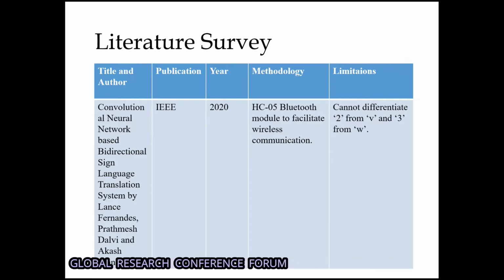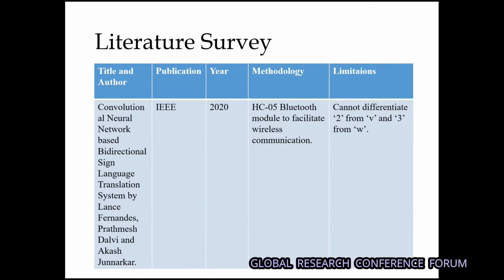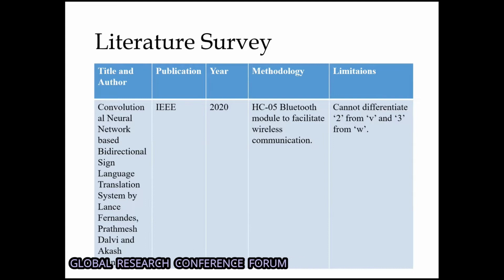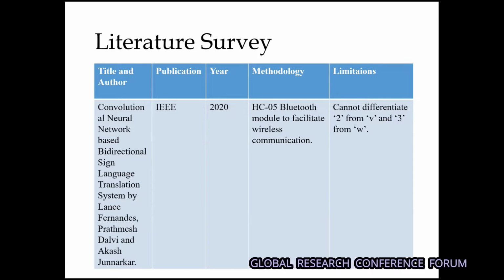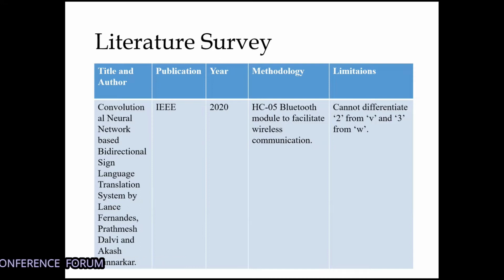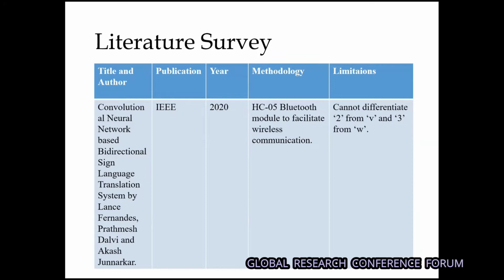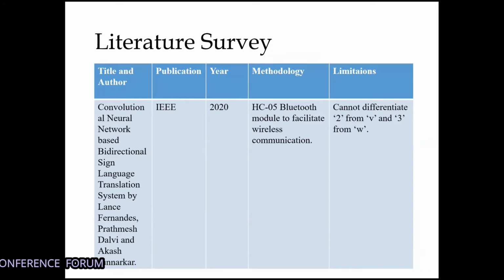First, Lance Fernandez, Prathamesh Darvi, and Akash Janarkar used the HC05 Bluetooth module to facilitate wireless communication and a CNN in their research paper, Convolution Neural Network Based Bidirectional Sign Language Translation System. The CNN was trained to capture features from the hand. They achieved an accuracy of 91.7% on cross-validation, containing different users with different backgrounds from the training set, and a testing accuracy of 95.68%, but that contained users and backgrounds from the training set.